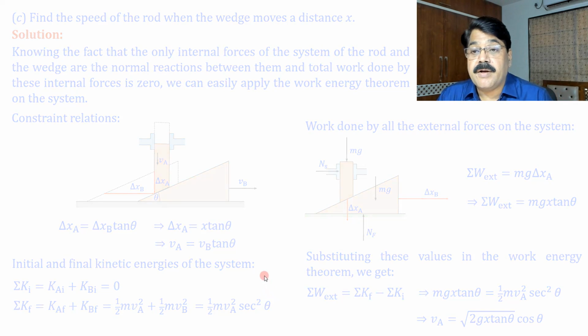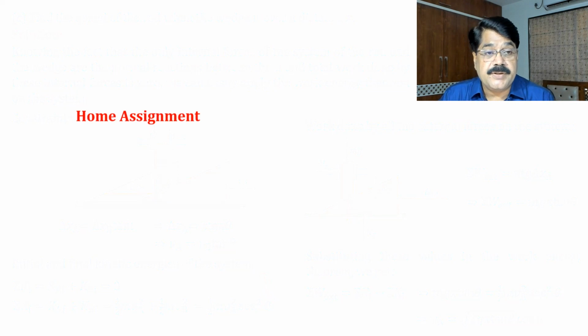Now we conclude this lecture and come to homework. Conclusion is that today we have learned how to use work energy theorem in inertial frame, how to use work energy theorem in non-inertial frame, and how we can use work energy theorem on a system of particles. Of course, on a system of particles, in some systems we have seen that if total work done by all the internal forces is 0, we can find a simplicity.